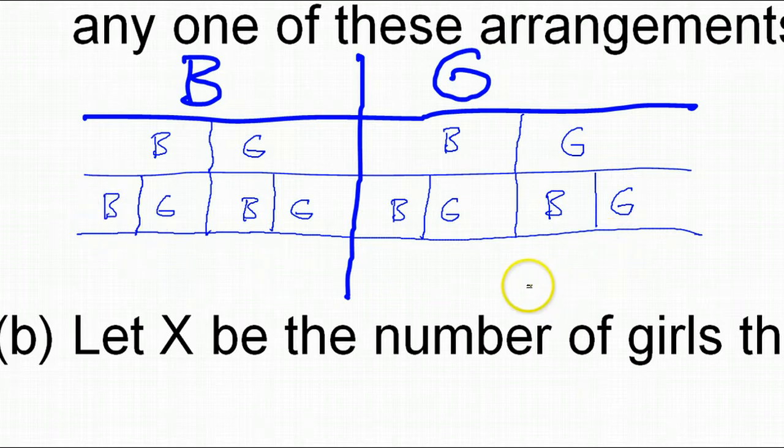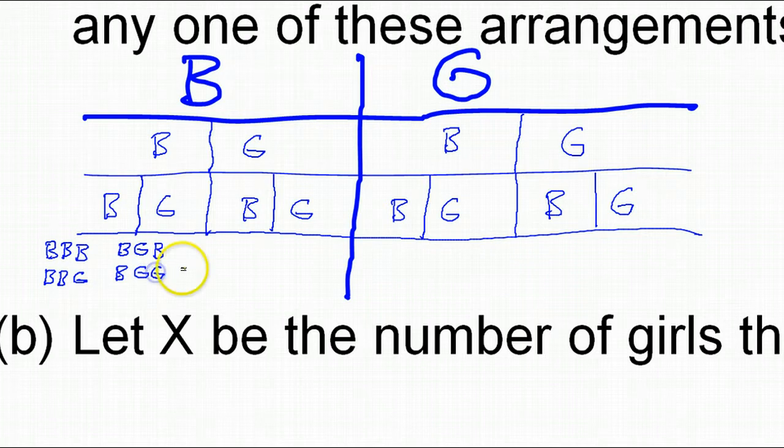I'm just going to squeeze them all in down here. One of them is boy, boy, boy. Three boys in a row. Second one is boy, boy, girl. The third one is boy, girl, boy. The fourth one is boy, girl, girl. The fifth one is girl, boy, boy.